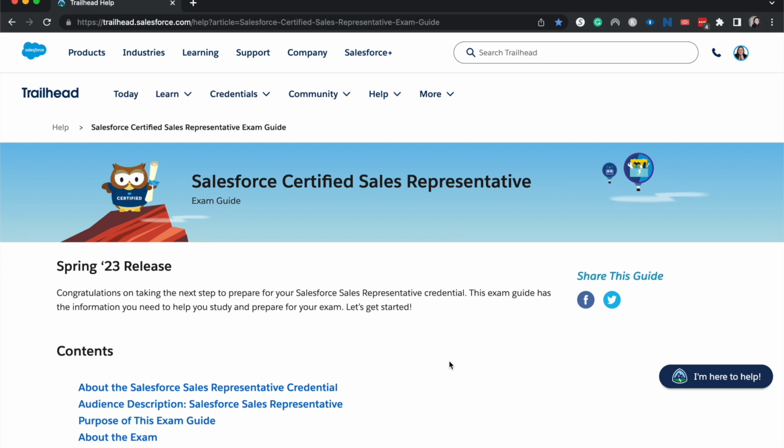So without further ado, grab your coffee, grab your water, grab your tea. Let's go ahead and jump into this guide so we can get you a little bit more acquainted with what you're going to see on this exam.